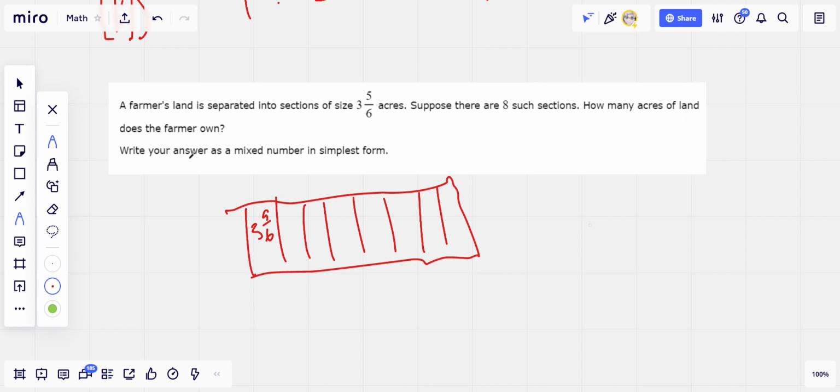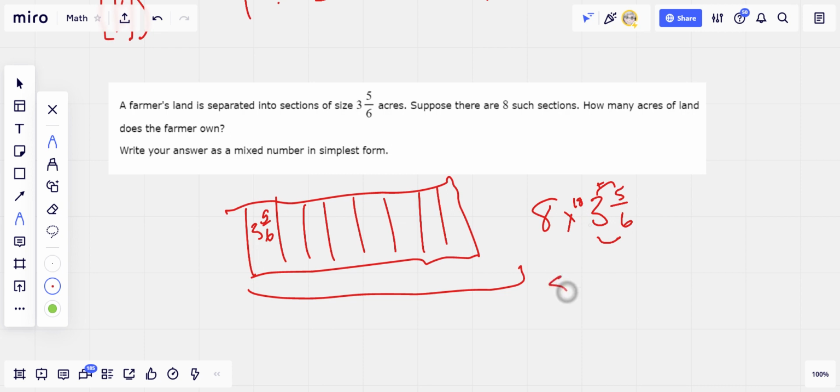How many acres of land does the farmer own? So we want to know this whole big total. And each of them is 3 5/6. So it's going to be 8 times 3 5/6. So let's convert this to an improper fraction. 6 times 3 is 18, plus 5 is 23. So this is 8 times 23/6, and we'll write 8 as a fraction as well.